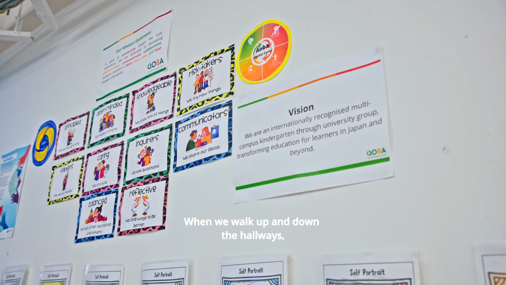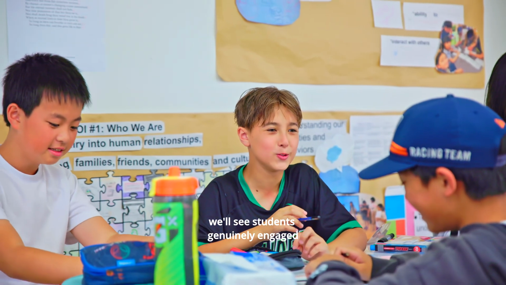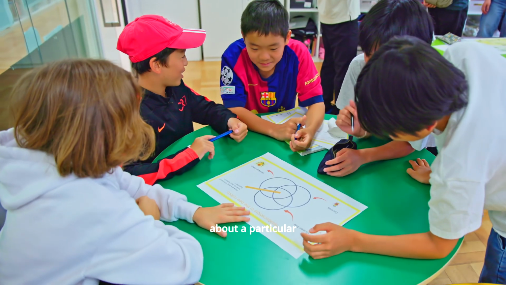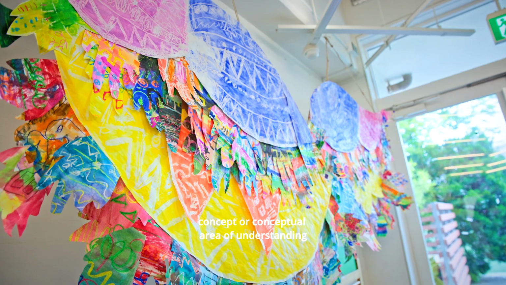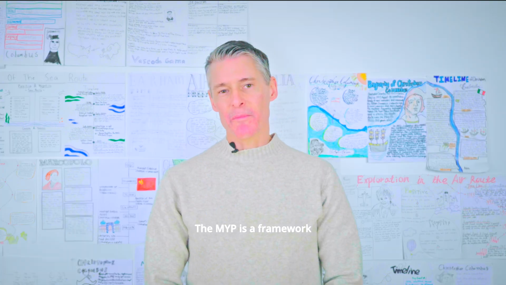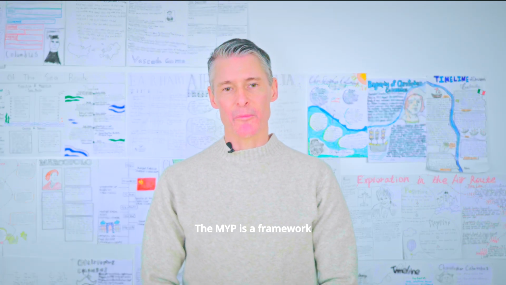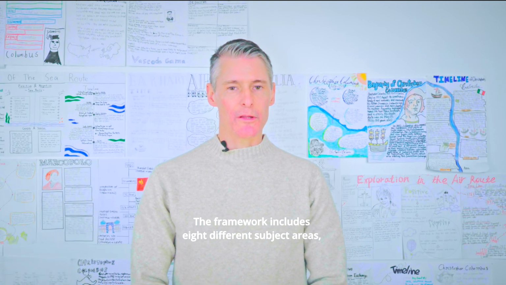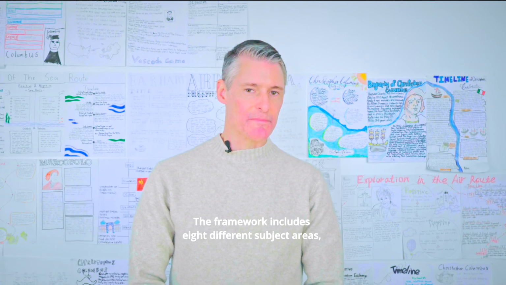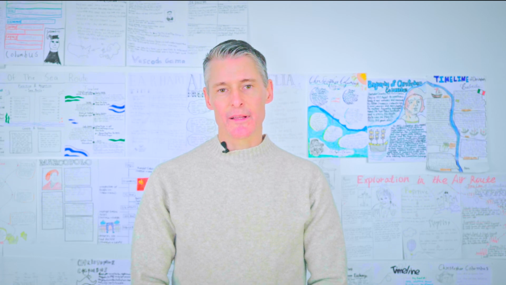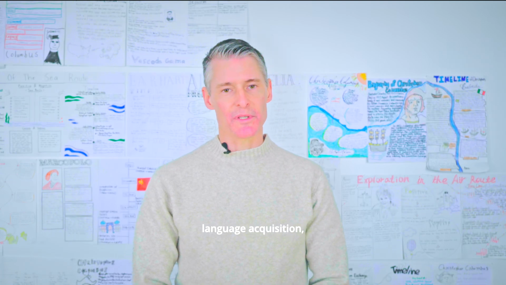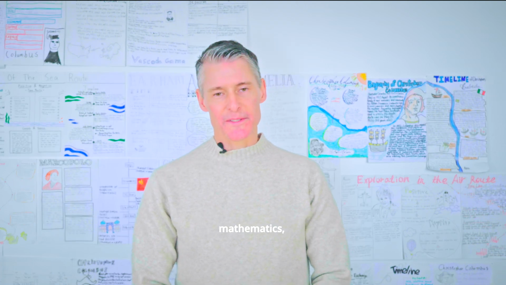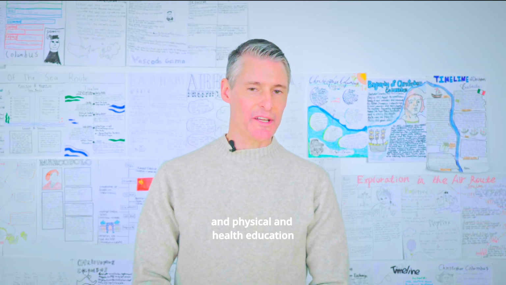When we walk up and down the hallways, we'll see students genuinely engaged with one another in conversations about a particular concept or conceptual area of understanding. The MYP is a framework from the International Baccalaureate, or IB. The framework includes 8 different subject areas: arts, design, language and literature, language acquisition, individuals and societies, which is social studies, mathematics, sciences, and physical and health education.